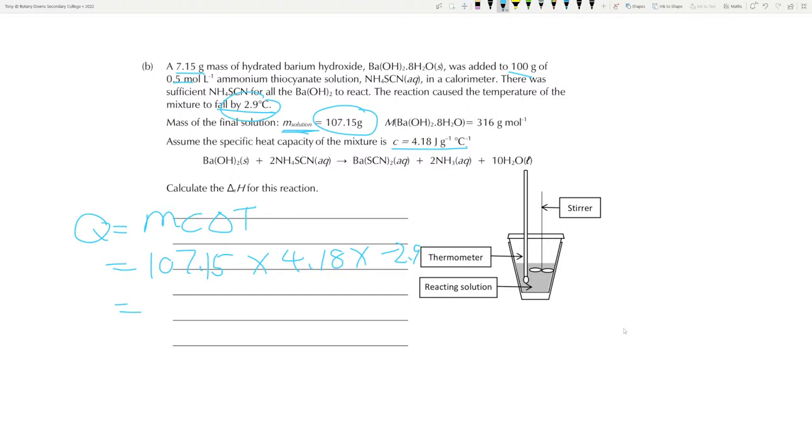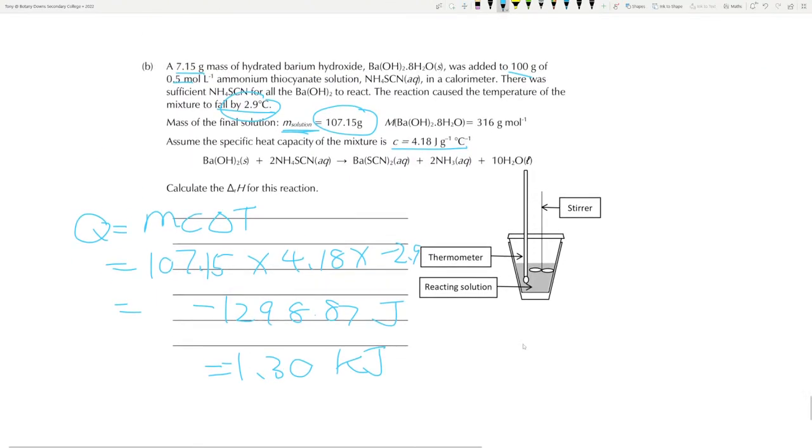All right, so if I do these numbers, that's 107.15 times 4.18 times negative 2.9. That will be negative 1298.87 joules. And I divide this by 1,000, so that's about negative 1.30 kilojoules, rounded to 3 SF.